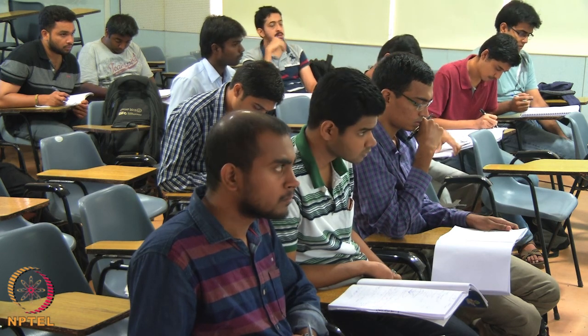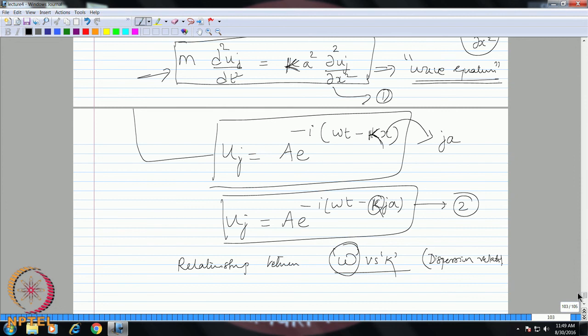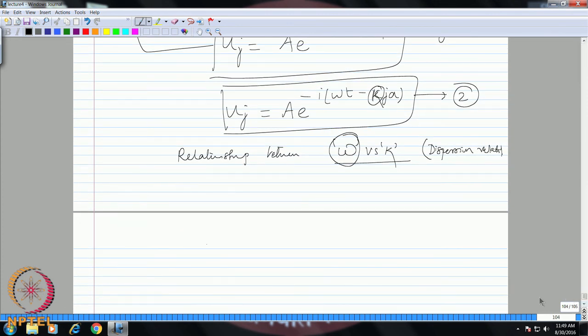K a square, small a. Is this the final relation you are getting? First find du by dt, then you find d square u by dt square, and then you substitute. First find out du by dt. So, what do you get?